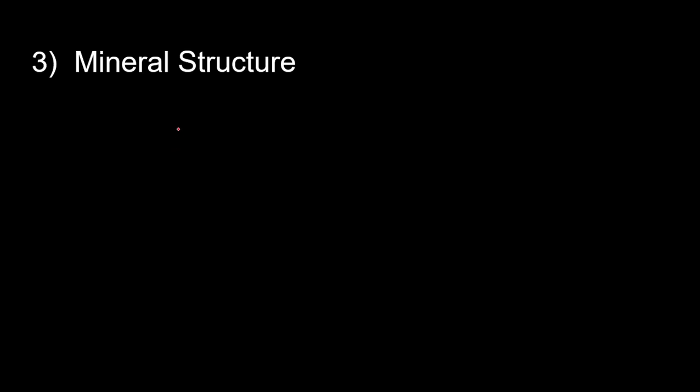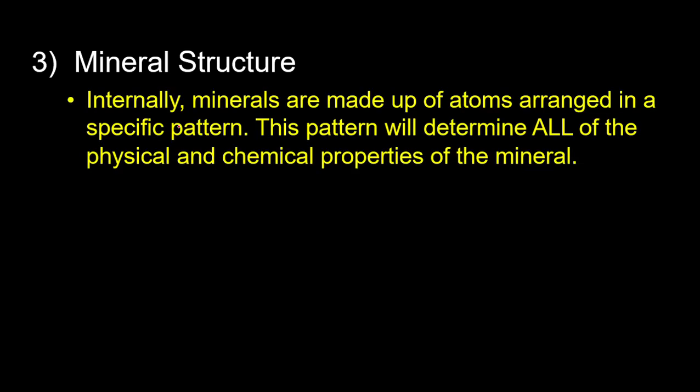Okay, next we have the structure of the mineral, meaning how that mineral is built. So this is internal. We can't see this, but we have ways to test it. So minerals are made up by atoms, meaning those smaller elements, and they're arranged in a very specific pattern. This is what makes them a mineral. If you remember earlier in the previous video, some glasses are not considered minerals because glasses don't have a specific pattern inside. Minerals do. And this pattern is going to determine all of the physical and chemical properties of that mineral.